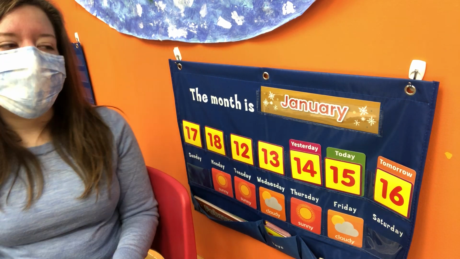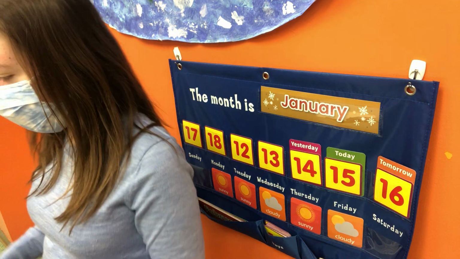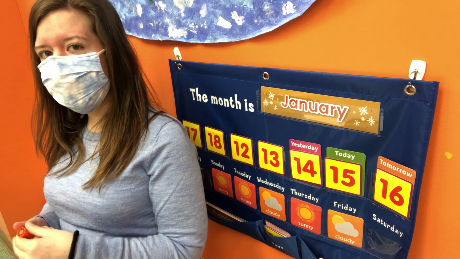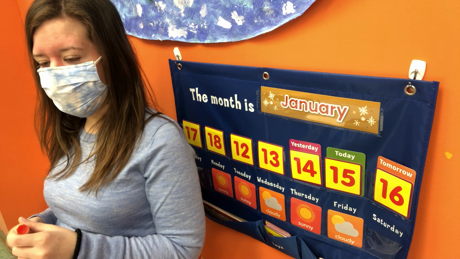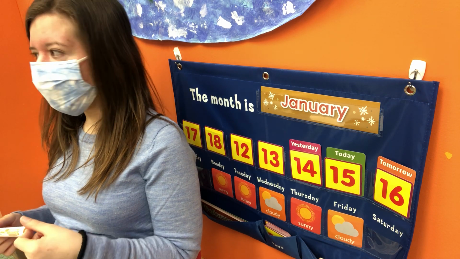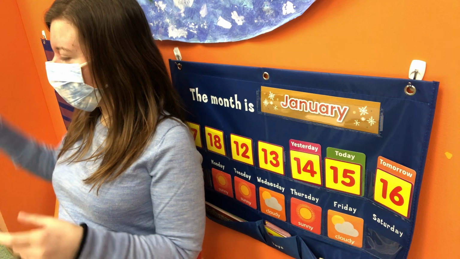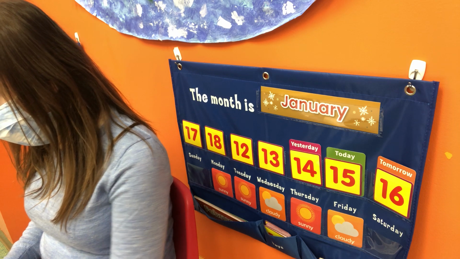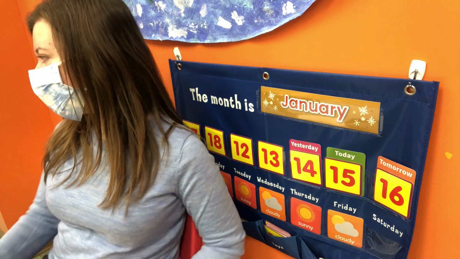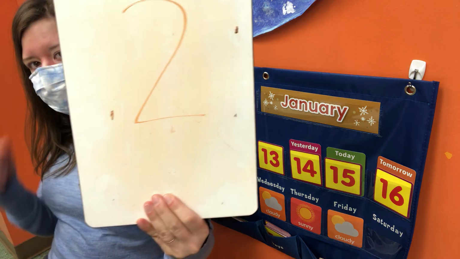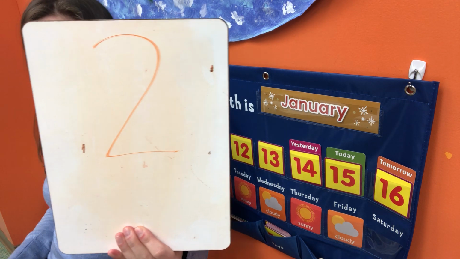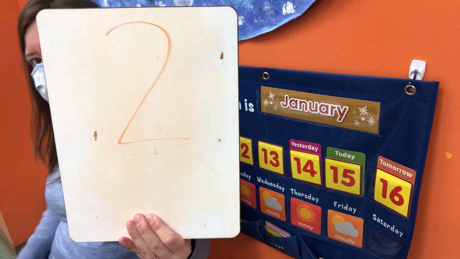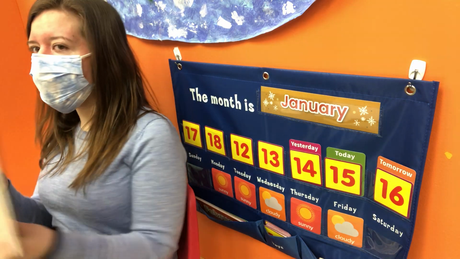Okay, let's see over here. Who can count my girls? How many girls are here? One. And? Two. So one and two. What number is this? Two. So this is a number two.